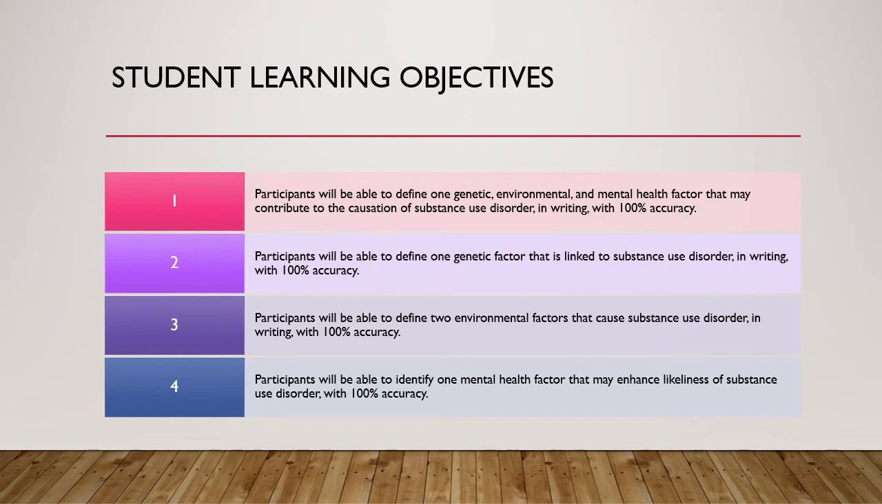Number 3 is participants will be able to define 2 environmental factors that cause substance use disorder in writing with 100% accuracy. And finally, our last student learning objective, number 4, is participants will be able to identify one mental health factor that may enhance the likeliness of substance use disorder with 100% accuracy. Keep an eye out for those because you'll see them. They'll look familiar to you when we're reviewing our written assignments later on in the lecture.